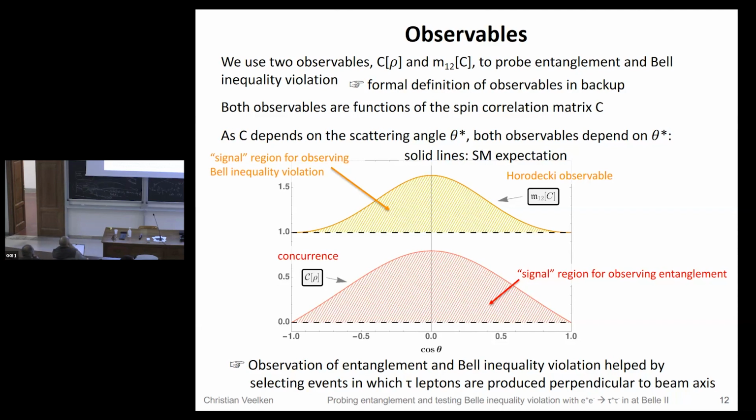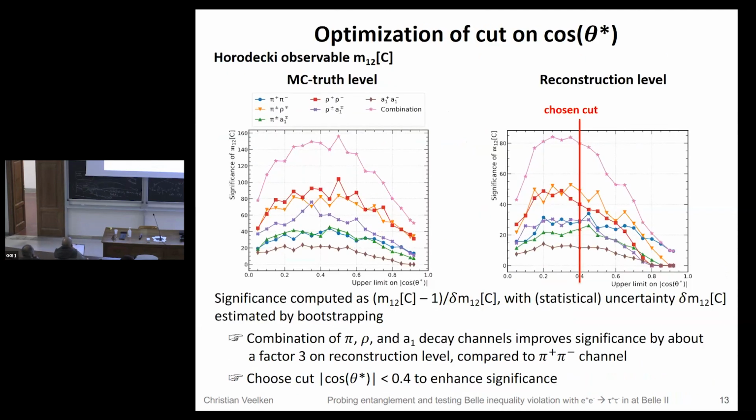or Bell inequality violation. So for finding the optimal cut values, we use our Monte Carlo sample, and we scan the sensitivity as function of putting an upper cut on this cos theta angle. We did this optimization separately for the 2 observables. The plots that I've shown you here are for the Bell inequality violation. That's the more tricky one to observe. So we wanted to optimize on the more difficult to observe observable on Monte Carlo truth level and on reconstruction level. This is after applying experimental resolutions and after running the kinematic reconstruction.